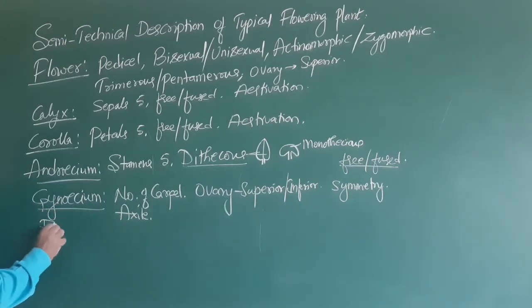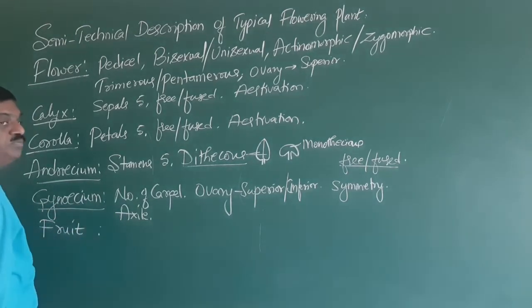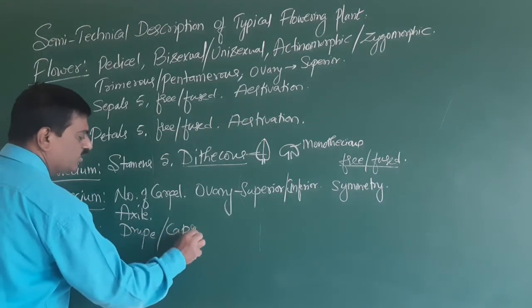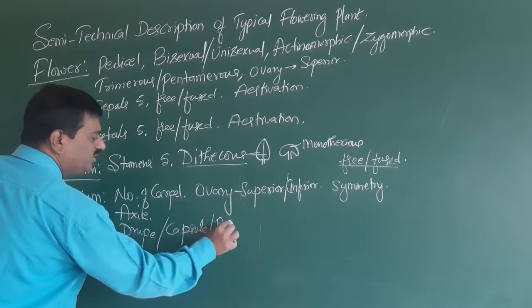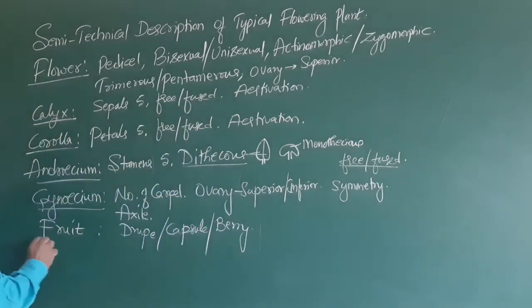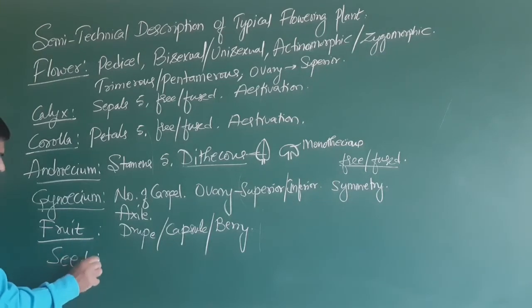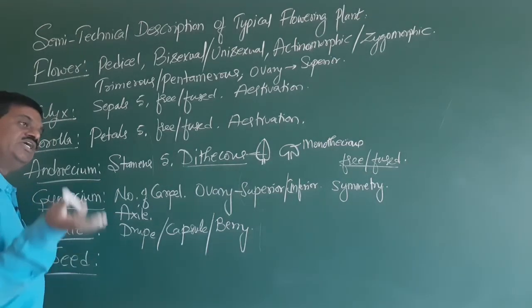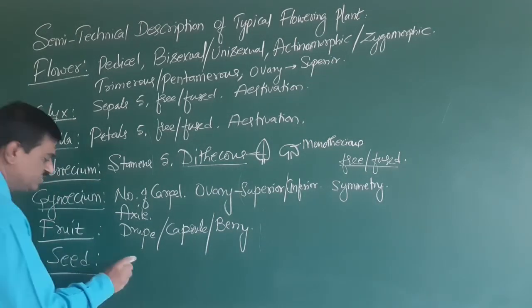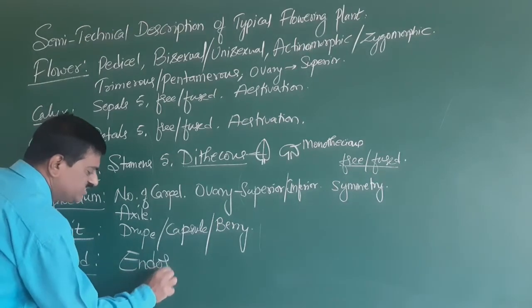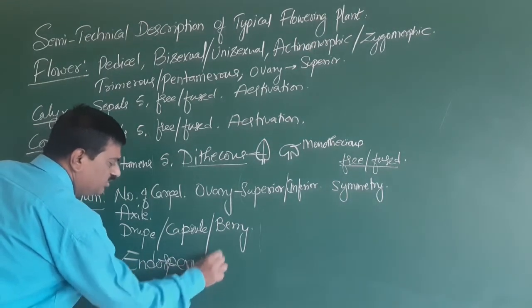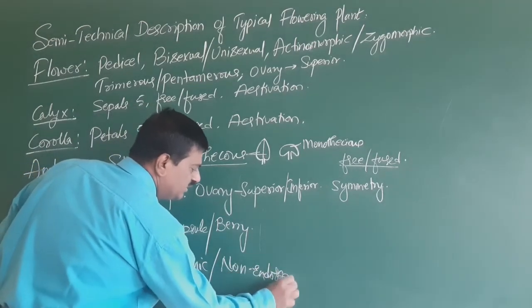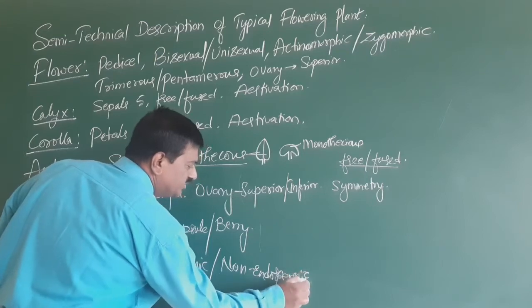Next to this, we go for the word fruit. So, what type of fruit? Whether it is a drupe or a capsule or a berry. What type of fruit should be written. Last one, we go for a seed. In a seed, whether it is a dicot, 2 cotyledons will be there. If it is a monocot, 1 cotyledon will be there. And whether the seed is endospermic or non-endospermic should be mentioned.